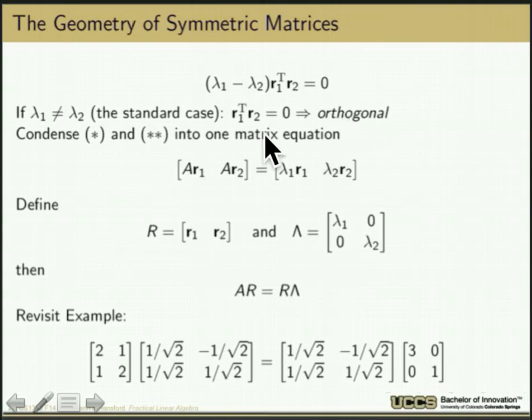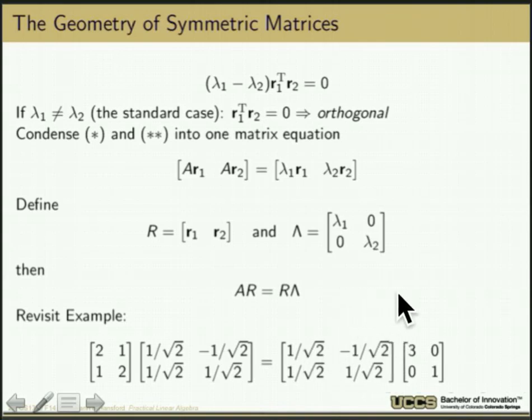Okay, now we can also look at this in matrix form. I can take A R1 equals lambda 1 R1, A R2 equals lambda 2 R2, and just combine them back into a matrix. Define a new matrix R, which has the two eigenvectors as columns, and a matrix capital Lambda, which is just the eigenvalues on the diagonal. And I'll get that A times R, where R is the matrix of eigenvectors, is equal to R times the diagonal matrix of eigenvalues. So A times R for a numeric example: here's [2, 1; 1, 2], here's the eigenvectors as we normalize them, 1 over the square root of 2, 1 over the square root of 2, and minus 1 over the square root of 2. And that's going to be equal to this.